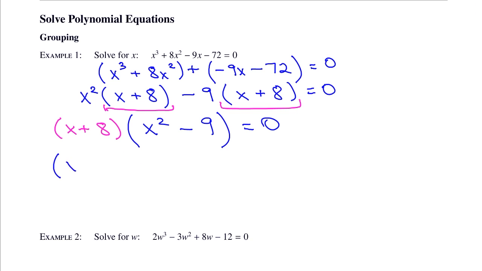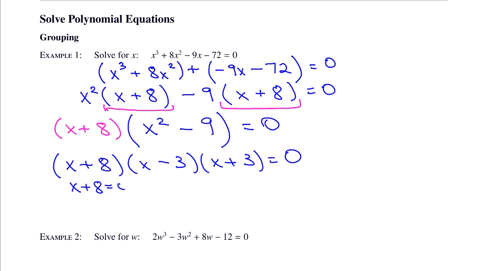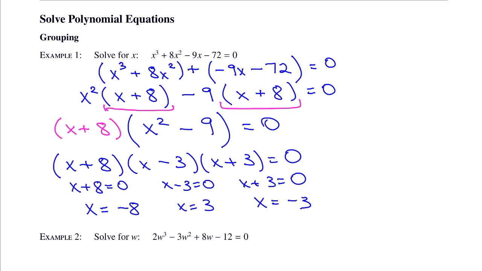Well, x squared minus 9 also factors. That's the difference of two squares, and that's x minus 3 and x plus 3. And then if we were to set each of these equal to 0, we get x plus 8 equals 0, x minus 3 equals 0, and x plus 3 equals 0. We get x equals negative 8, x equals positive 3, and x equals negative 3. So the solution set is negative 8, 3, and negative 3. And of course you could write that as plus or minus 3 if you'd like.